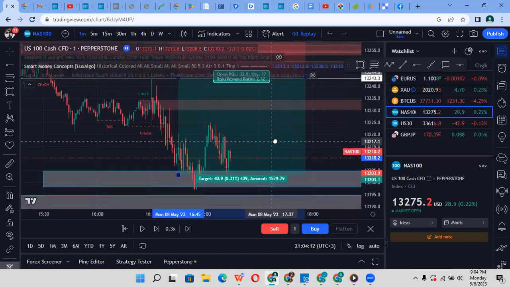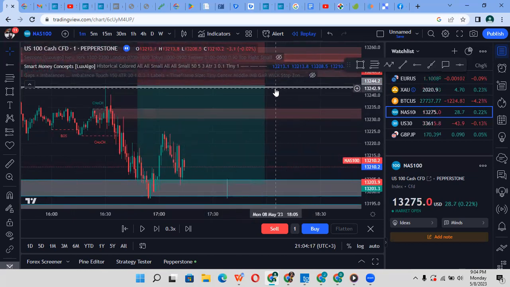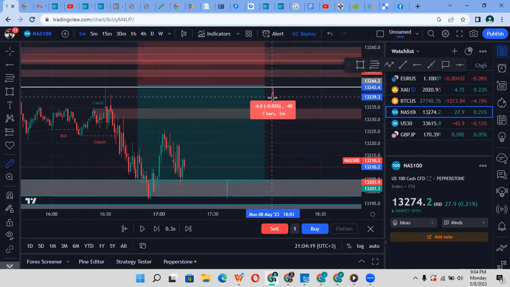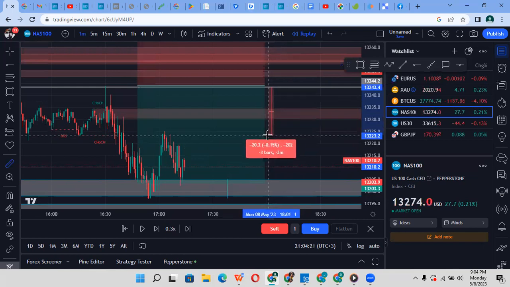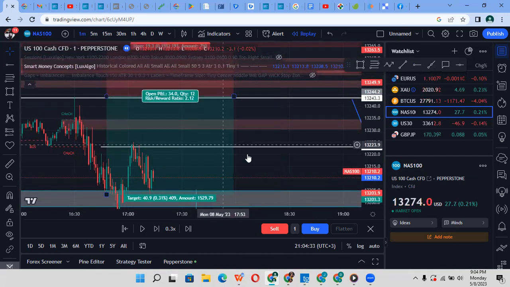And always remember, you follow the rule, hit your take profit one. Our take profit one is always 20 pips. So from this entry, you want to calculate 20 pips, which is here. 20 pips is actually there. So this is our take profit one.